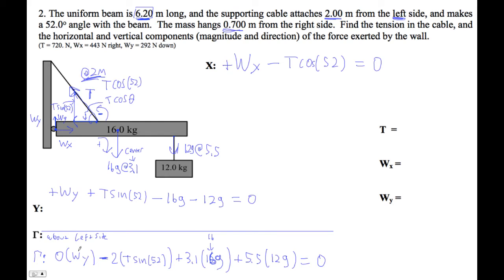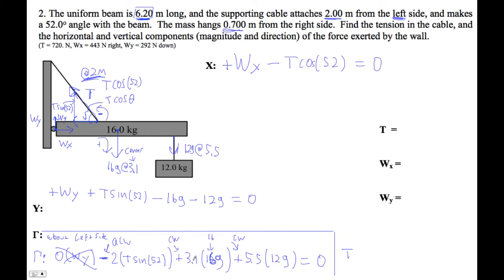Okay, so we've got the wall, which is at the pivot point, so there's no torque. We've got the cable torquing anti-clockwise, right? We've got the weight of the beam torquing clockwise, the weight of the sign torquing clockwise, and all right. And this, because of our strategy here, this is solvable for T. All right, so let's solve that for T.